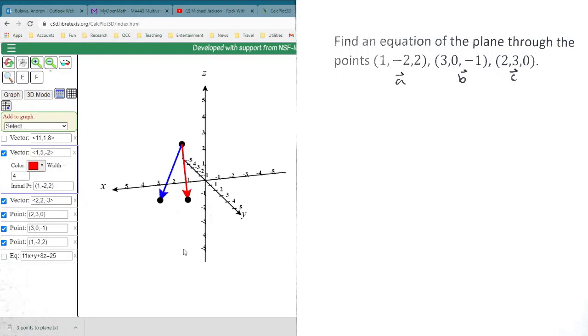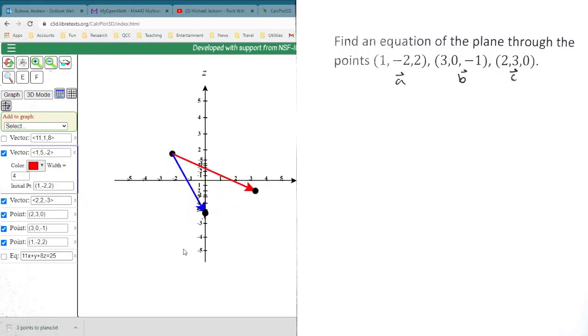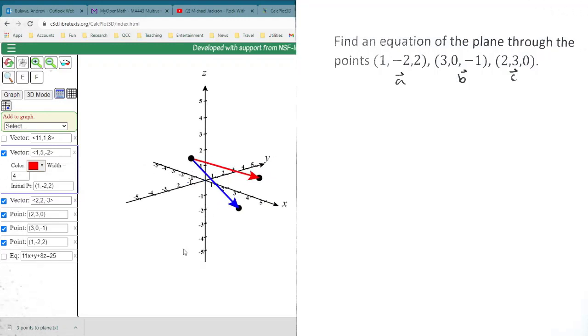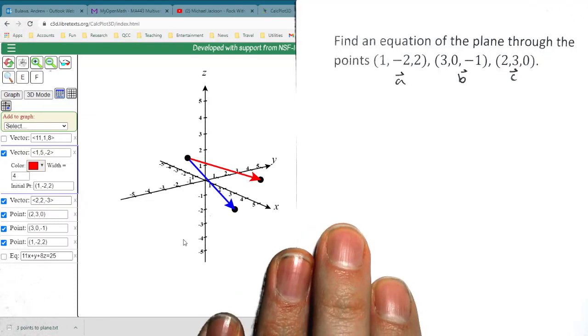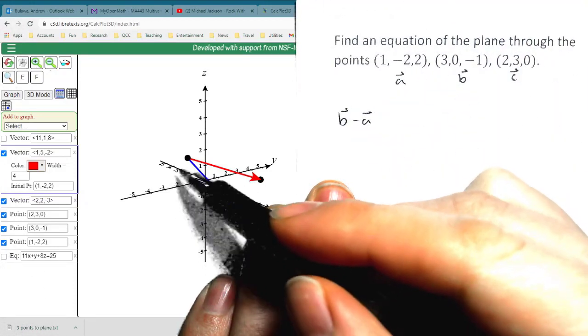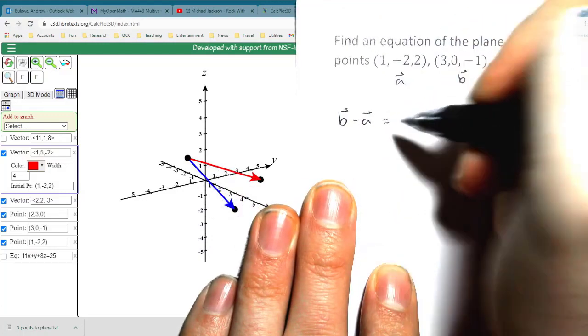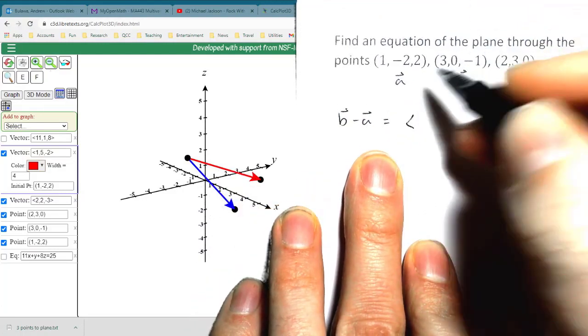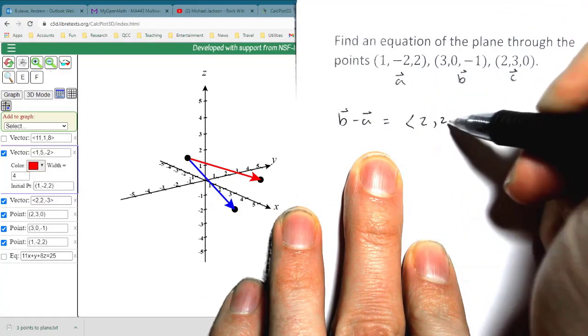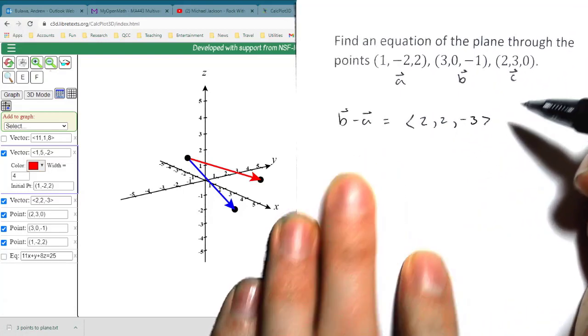Now how can I take those 2 vectors and create a vector orthogonal to the plane? Well, if a vector is orthogonal to the plane, it must be orthogonal to these 2 vectors. What produces a vector orthogonal to 2 vectors? The cross product. So what I'm going to do is take the cross product of these 2 vectors. Okay? So what I did is I computed B minus A. That was this blue vector here. B minus A is the vector, if I just do that subtraction here, it's 2, 2, negative 3, right?